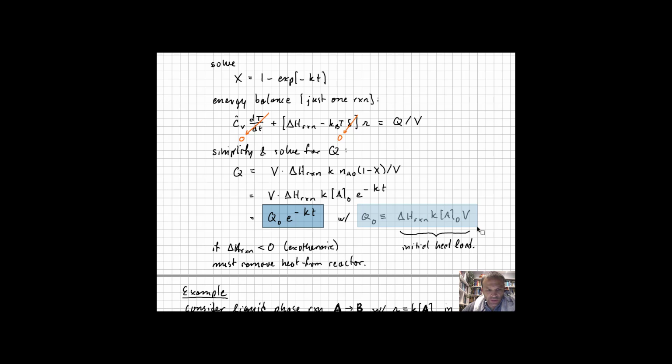So notice the sign convention here. When the heat of reaction is negative, that means you have an exothermic reaction. You're going to get a Q naught value and a Q at all times that's negative as well. That's generating heat within the reactor, and to maintain isothermal conditions you have to remove it, and that's why it has a negative sign.